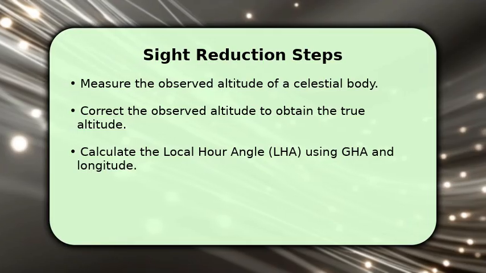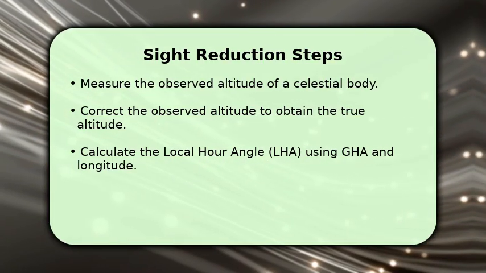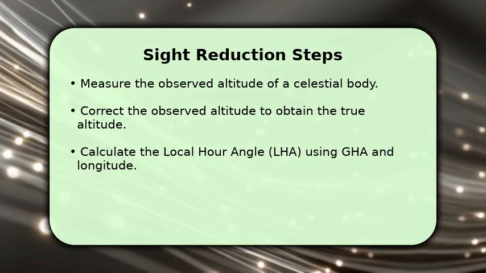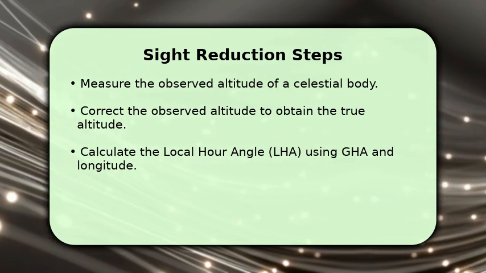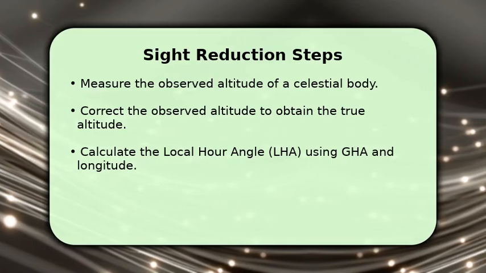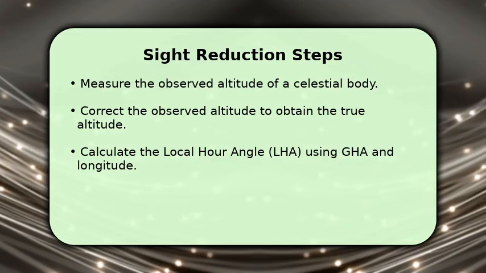Next, you'll perform sight reduction. This involves measuring the observed altitude of a celestial body with a sextant, then correcting it to get the true altitude. You'll calculate the local hour angle by combining the Greenwich hour angle with your vessel's longitude. Finally, using the almanac and your assumed position, you'll determine the calculated altitude and azimuth.